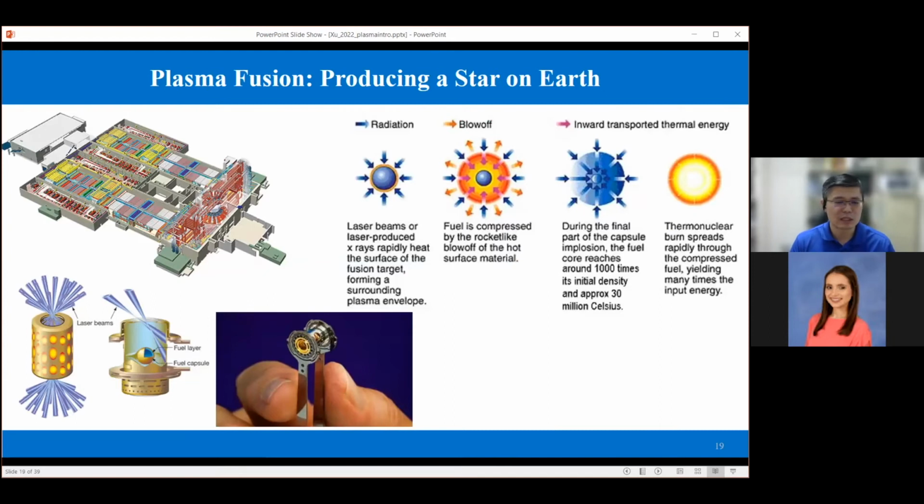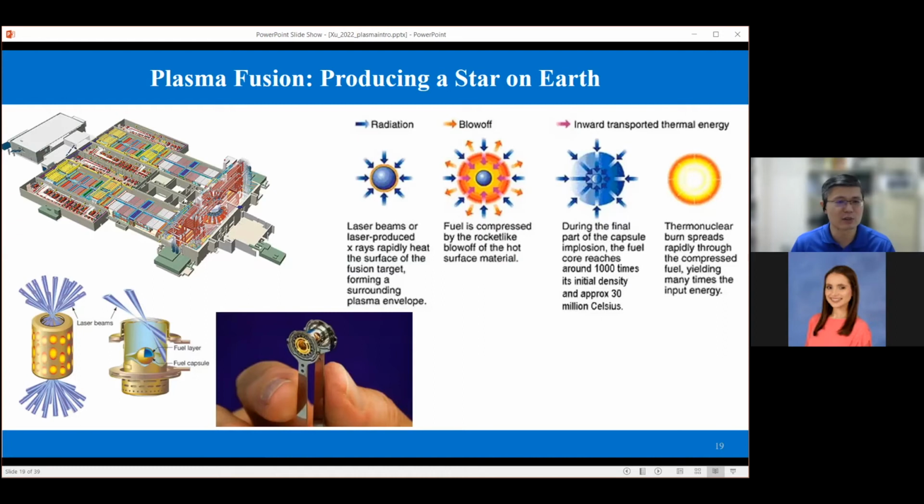So we'll talk a little bit about fusion. Fusion is probably the most publicly known use or study of plasmas here on Earth, which is to produce a star, to produce our sun on Earth, to generate energy. And there are different ways to do fusion. This one is called inertial confinement fusion.